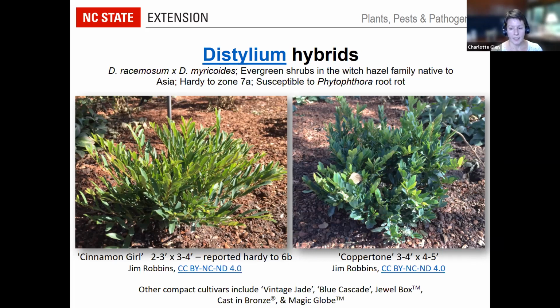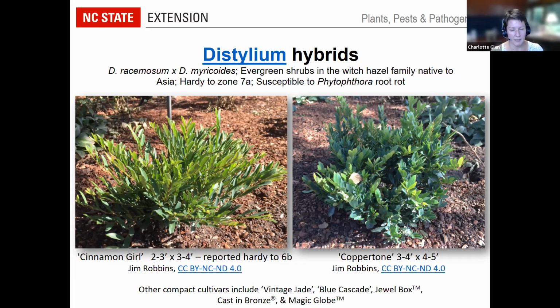You can find other varieties like Vintage Jade and Blue Cascade, which both have a bluish tint. Jewel Box is a new one I haven't seen yet, but it's supposed to be very compact. Then Cast and Bronze and Magic Globe are also ones that have been recently introduced. So if you're looking for just a durable evergreen shrub, Distilium is certainly an option.